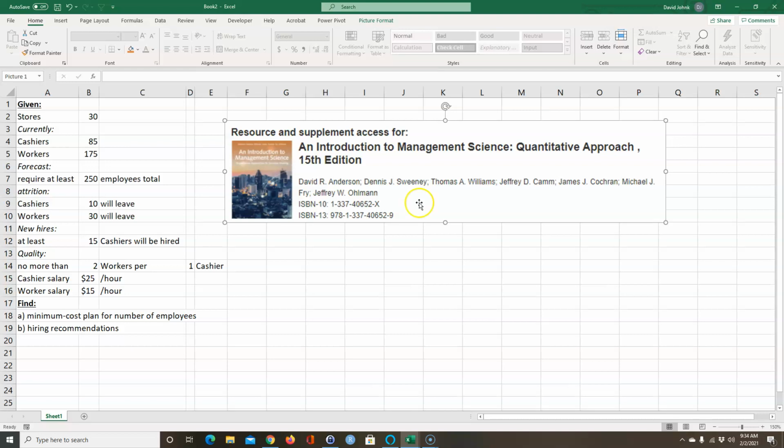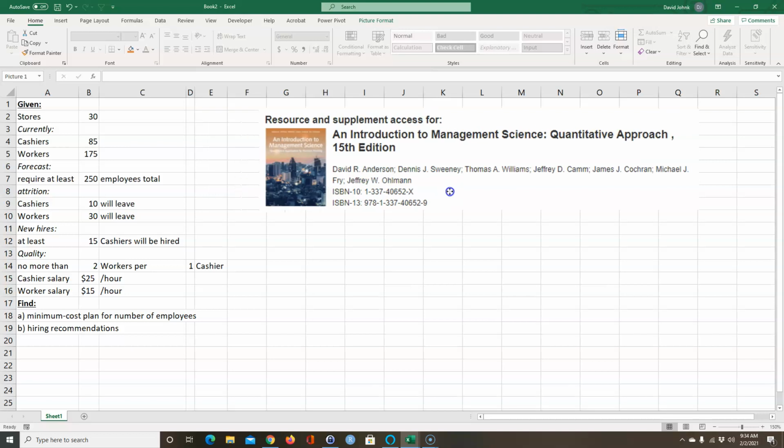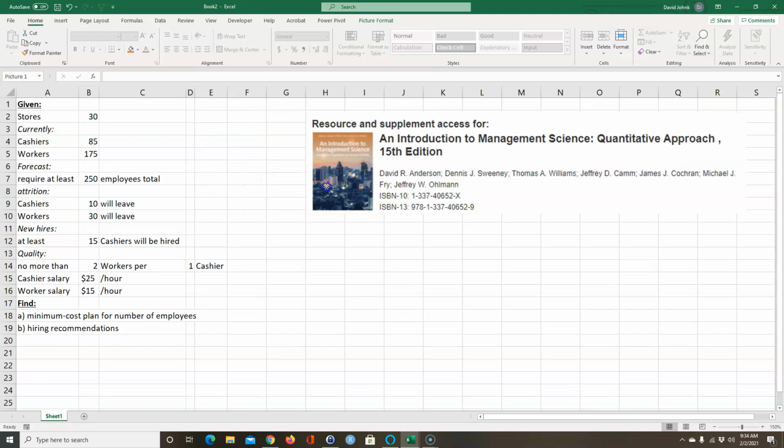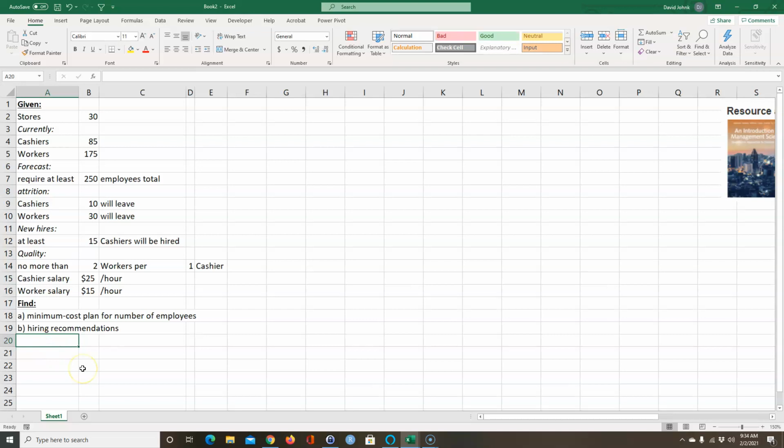This is a very good book that I use for teaching quantitative methods at RSU. So that's just to let you know, this is where I got a problem very similar to this from this book. By the way, it's a good book. So let's just get in here and do the solution. I guess I should read the problem before I do the solution.